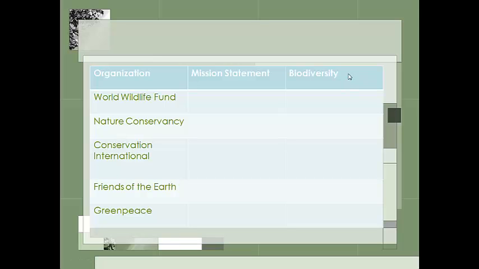So I want you to go and find specifically what it is trying to accomplish, looking at just biodiversity. So what is it doing to help improve biodiversity on the planet? For each of these, I want you to be very specific in this biodiversity category. As I said, you'll be doing this in class a little bit later so that you can learn more about these global organizations.